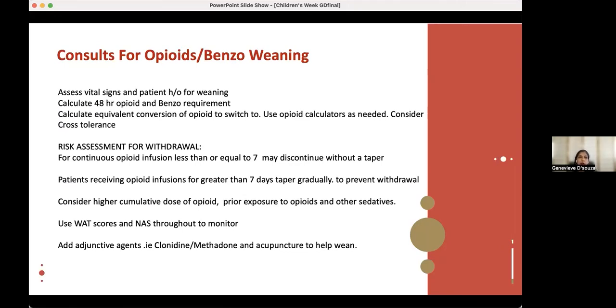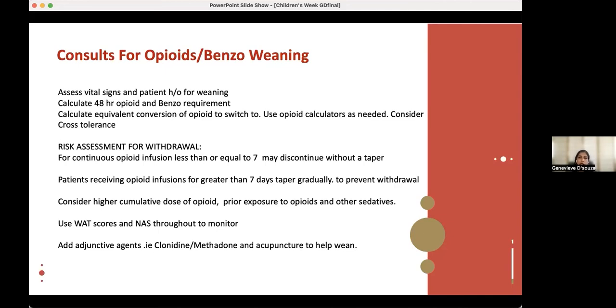We also get consults for opioids or benzo weaning. In these, typically from the ICU settings or the NICU settings, we assess vital signs and patient history. We ask to calculate a 48-hour opioid benzodiazepine requirement for these children. And we calculate an equivalent conversion of the medication to switch to. Currently you can use opioid calculators like Practical Pain Management, which has these opioid calculators as needed. And you always want to consider cross tolerance to any opioid that you want to switch over.